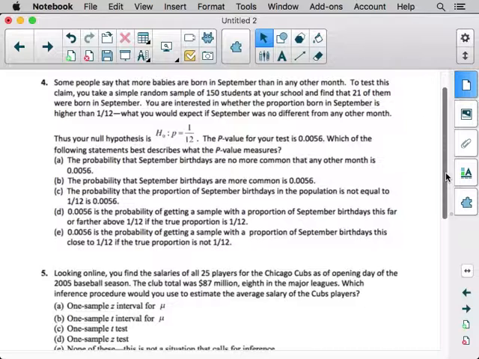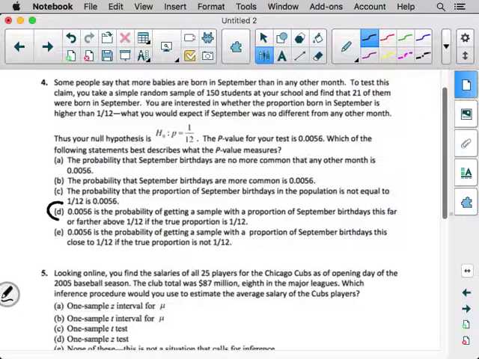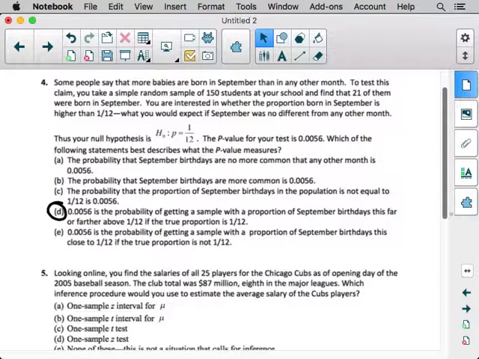Which one sounds like that? 0.0056 is the probability of getting a sample with a proportion of birthdays this far or farther above. Isn't that at least as rare as? Kind of a synonymous way of saying that. If the true proportion is this, if the null is true. Did this hit both components I always talk about in interpreting a p-value? Right? The probability that we're getting something at least as rare as ours, given that the null is true. Okay? So I would say D is the best one.